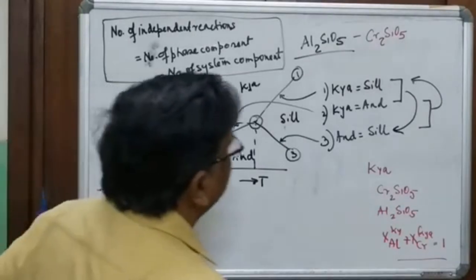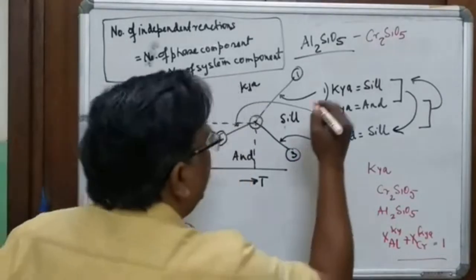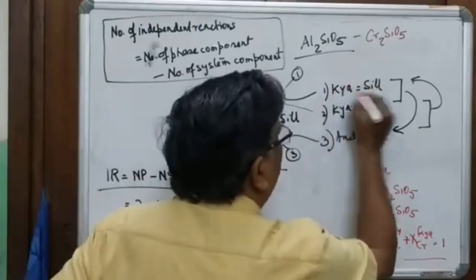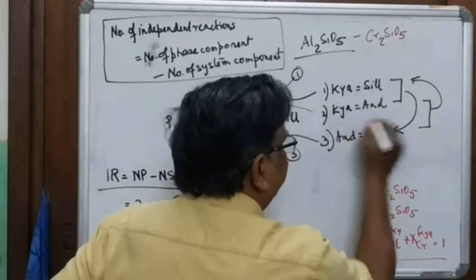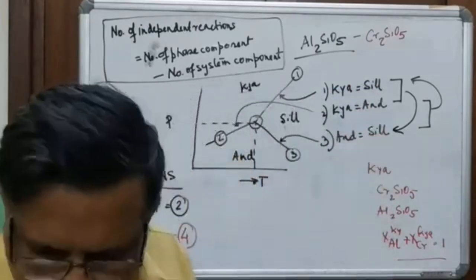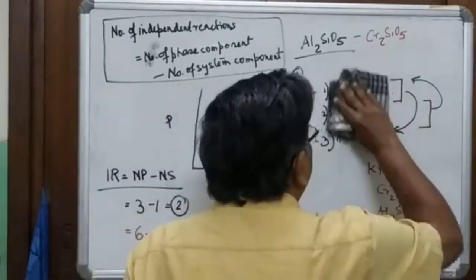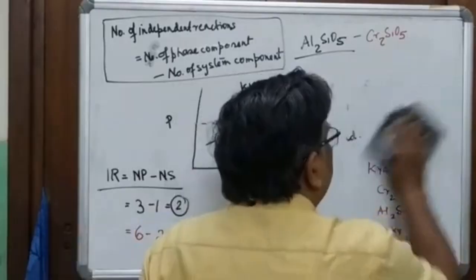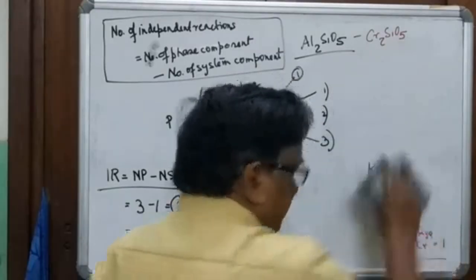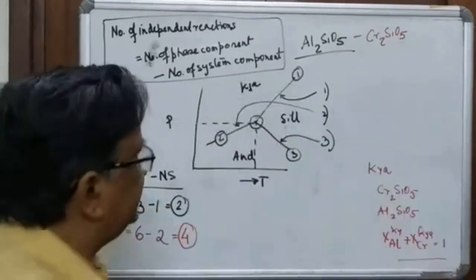Also you can write, remember here all of them have the formula Al2SiO5. Or now I can write this in a slightly different way, if you don't mind. I will write it in a more clear way, because last time we had dealt with system component.